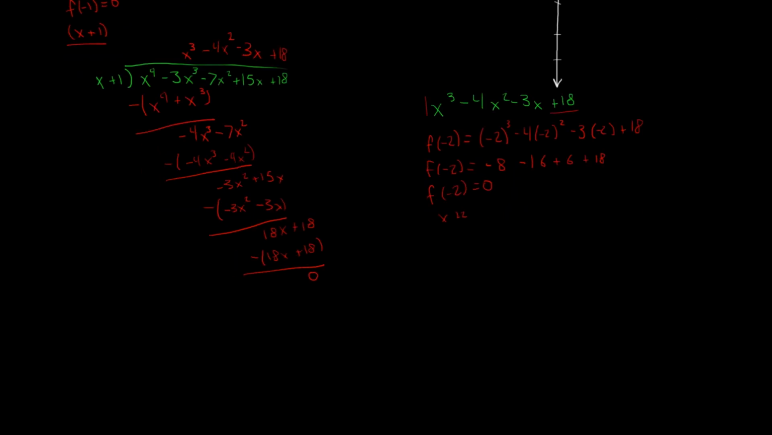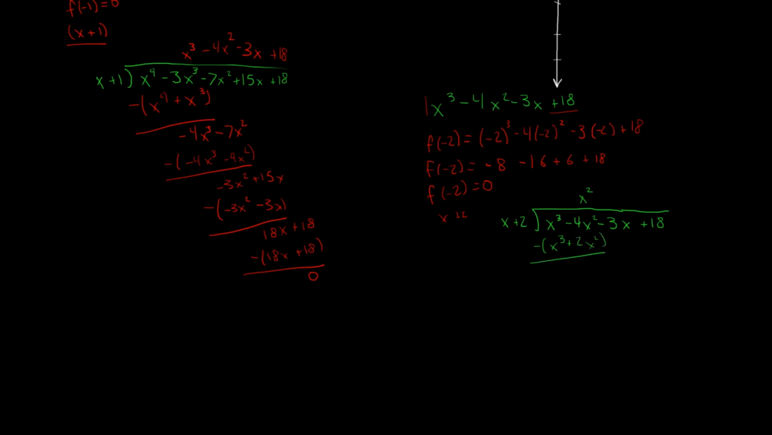So now I've got x plus 2. And let me just write this in a different color again. I've got x plus 2. And this time I'm dividing it into x cubed minus 4x squared minus 3x plus 18. Now, let's do this one. X goes into x cubed how many times? X squared amount of times. X squared. So then this will be minus, in brackets, x cubed. This will be plus 2x squared.